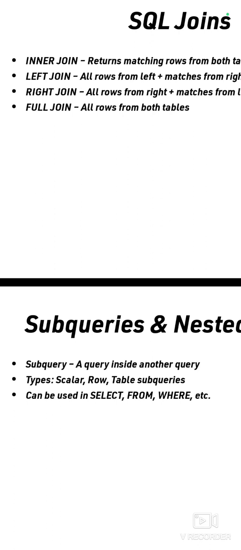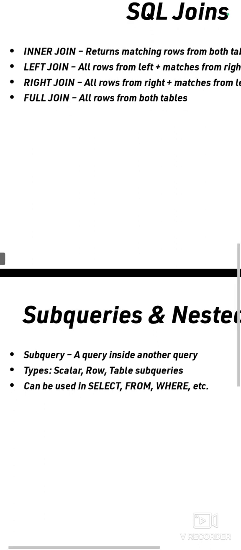First one is inner join. Inner join returns only the rows where there is a match in both tables. Second one is left join. It returns all rows from the left table and the matched rows from the right table. If there is no match, null values are returned for the columns from the right table. This is called left join.